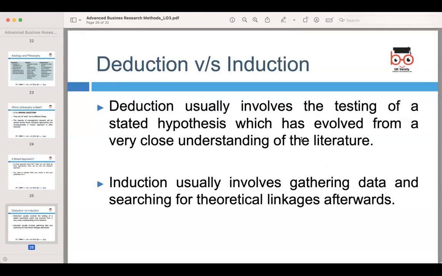Deduction versus induction. Deduction is a process that involves testing a stated hypothesis. In other words, we start with a hypothesis, which is an educated guess or a proposed explanation for something. This hypothesis is developed through a very close understanding of the existing literature or previous research in the field. Any question about deduction?